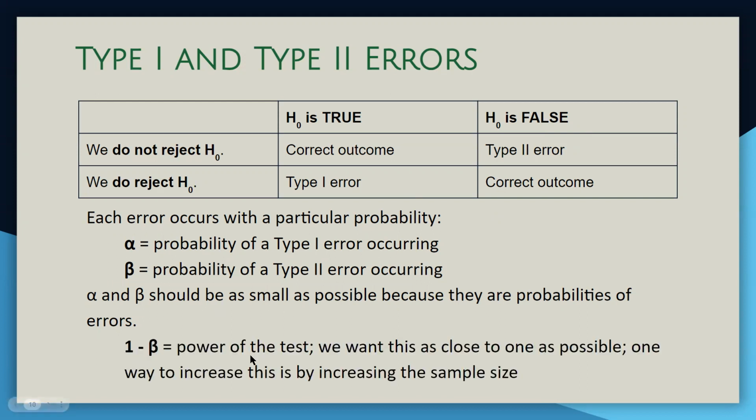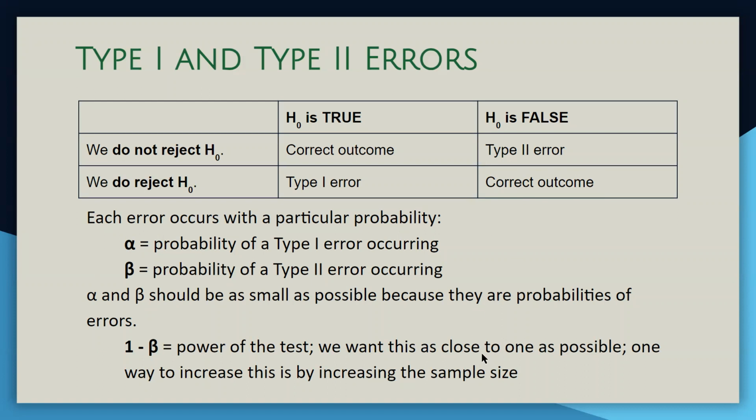1 minus beta is the power of the test. That's this correct outcome here in the bottom where the null is false and we correctly reject it, which is the complement to a type 2 error. We want that as close to 1 as possible. So we want this correct outcome to be as likely as possible.